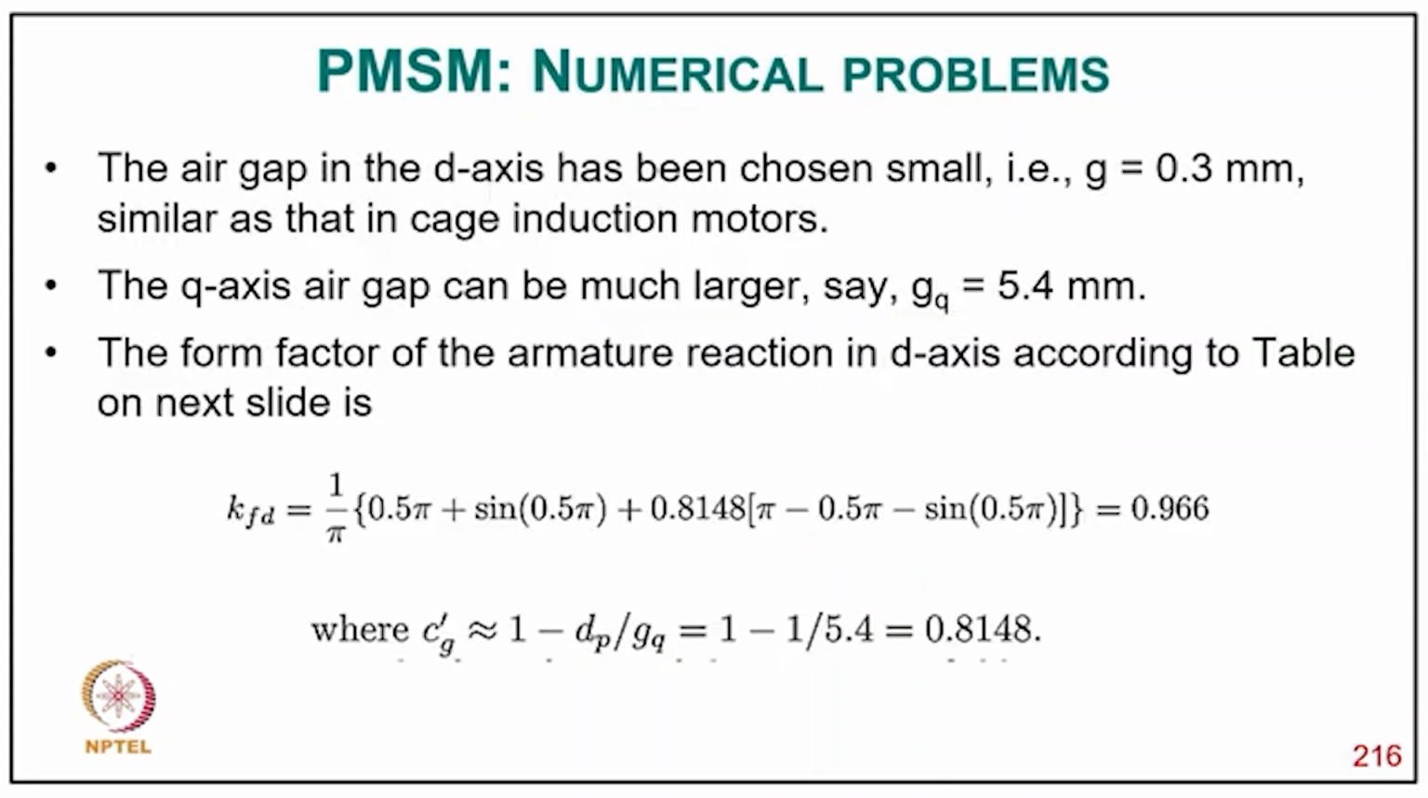So the air gap in the D axis has to be chosen small, g equal to 0.3 millimeter, similar to that of a cage induction motor. The Q axis air gap can be much larger, say gq equal to 5.4 millimeter.